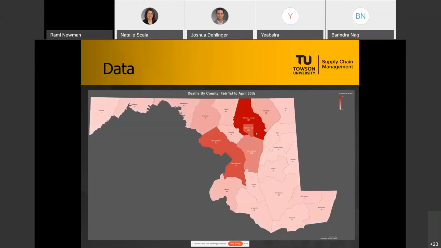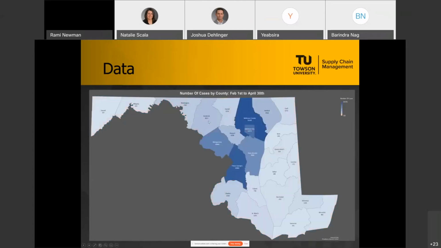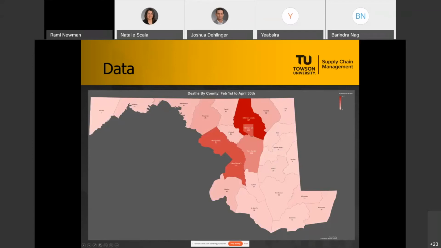But then if we look at the deaths by county, for the most part, the places with more cases had more deaths, obviously. But you look at Frederick, that had 75 deaths and less than 3,000 cases, and then you look at Howard County, that had more cases than Frederick, but way less deaths. So it probably has something to do with Frederick having an older population, since this virus kills older people more than it does younger people.